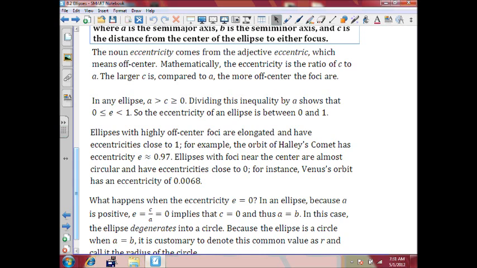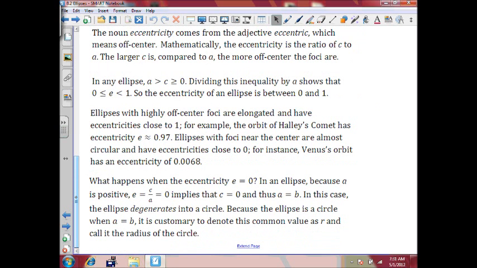Now, ellipses with highly off-center foci are elongated and have eccentricities close to 1. For example, Halley's Comet has an eccentricity of 0.97. Ellipses with foci near the center are almost circular and have eccentricities close to 0. So really, if you look at Venus's orbit, that's really close to a circle. So that's close to 0.